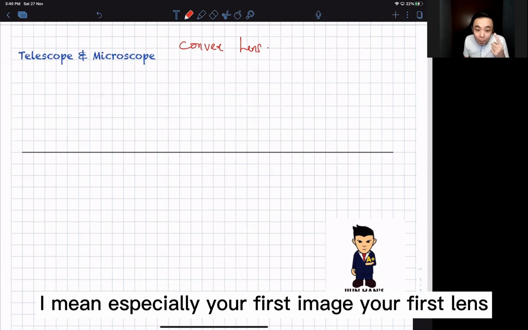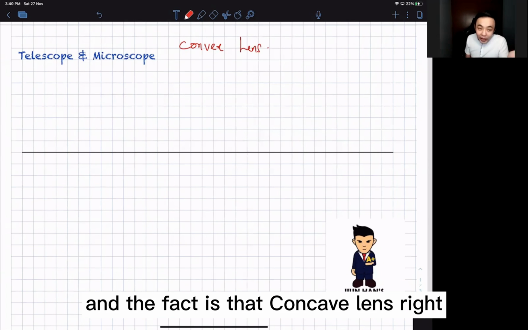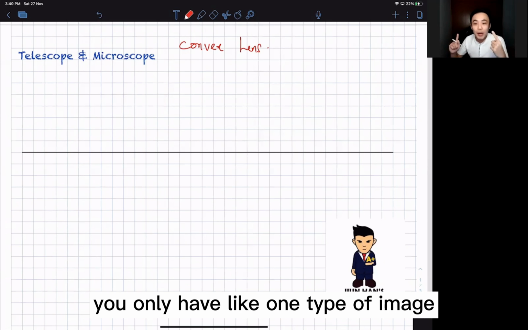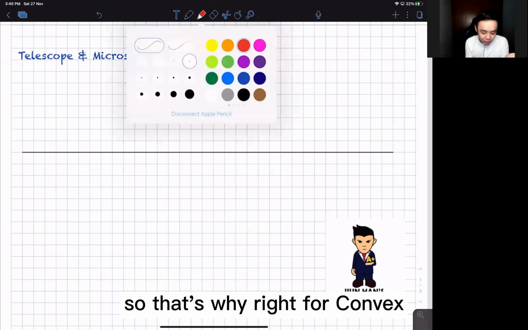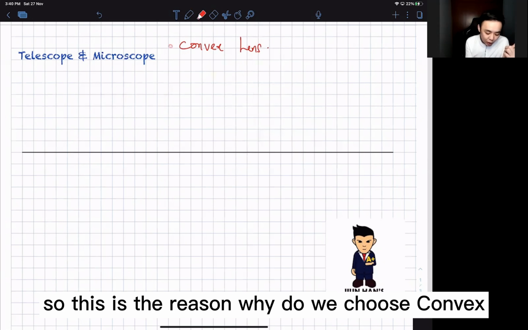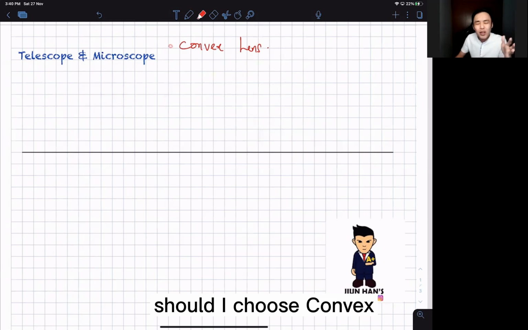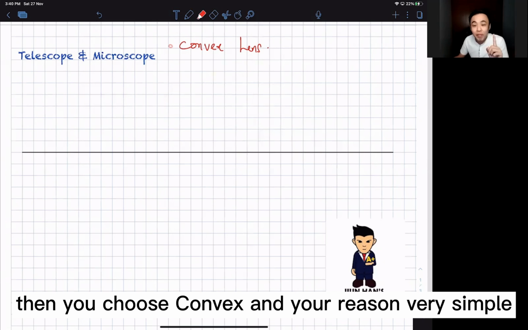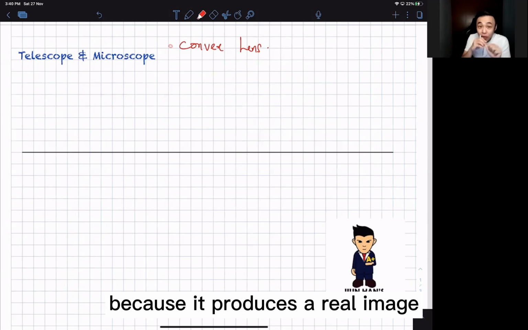Especially your first lens needs to be able to produce a real image. The fact is that concave lenses don't do this, because with concave lenses you only have one type of image. No matter what, they always give you virtual. For convex, we can have virtual images and real images. So this is the reason why we choose convex. If sometimes an essay asks you whether to choose convex or concave for your telescope or microscope, you choose convex, and the reason is very simple: because it produces a real image.